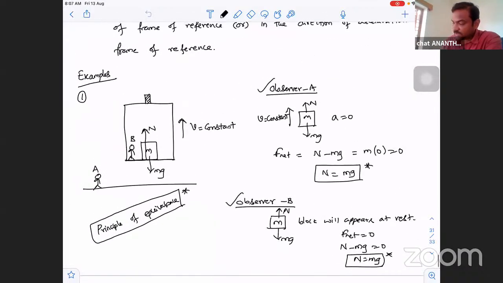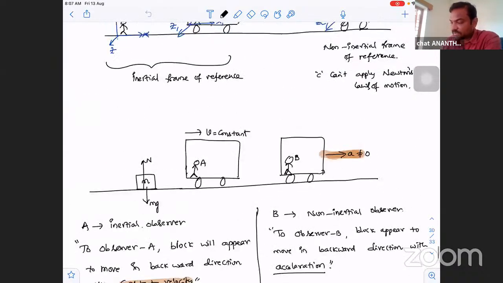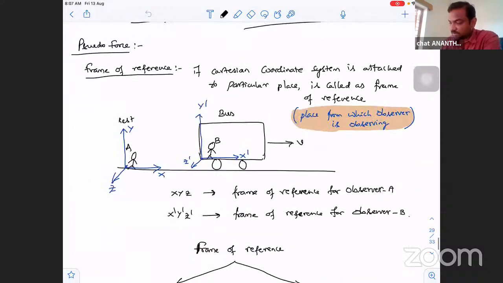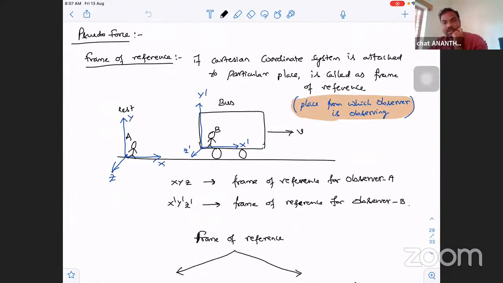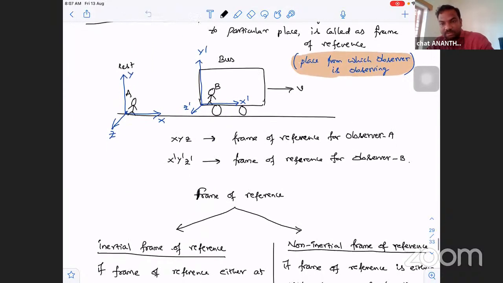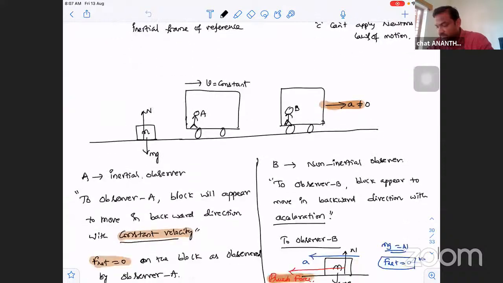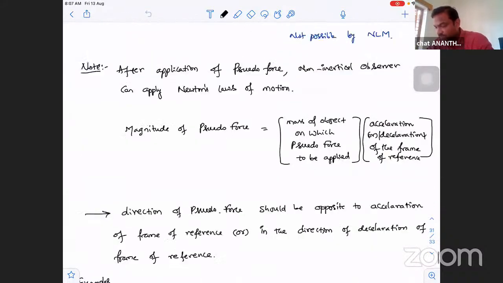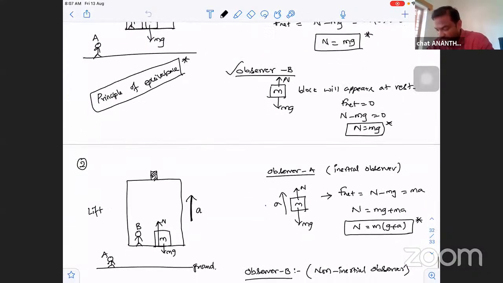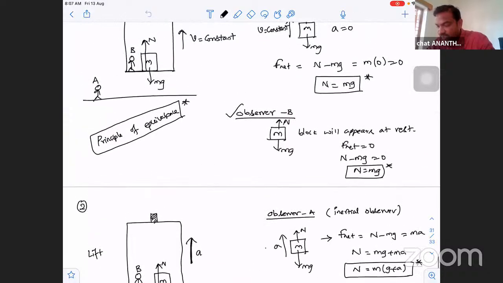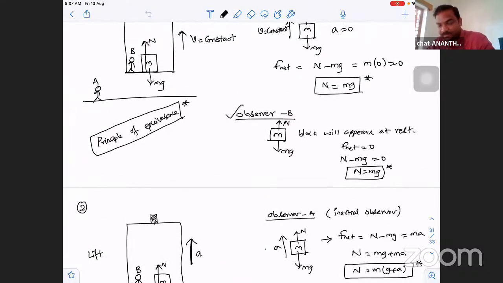At least revise these examples. I told you to revise the pseudo force. Under pseudo force, revise the car example. All of it I did. Revised. So I've given different situations, pseudo force magnitude I've given, directions I've given. So we solved normal reaction acting on a block when it is inside the lift.